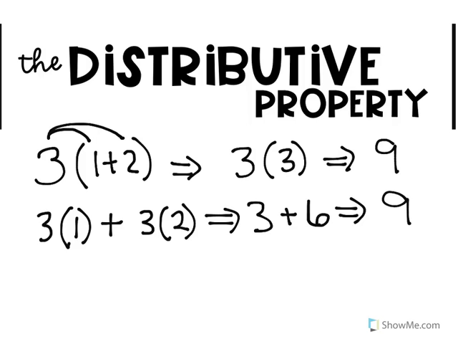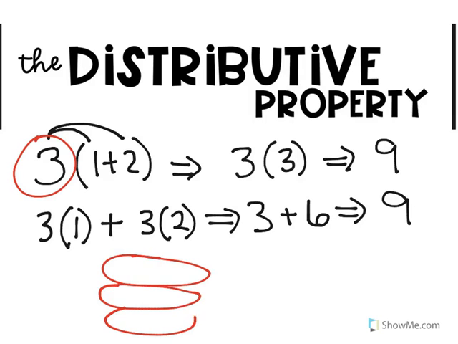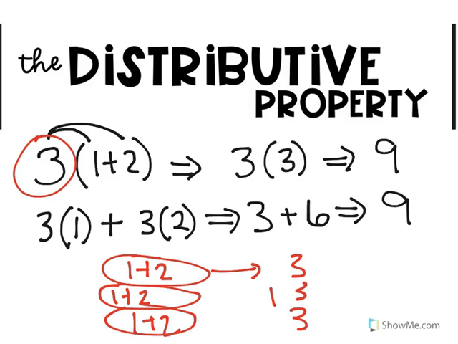And this is because when you are multiplying 3 times a group, it means the first number is how many groups. So this is saying there are 3 groups, and in each group is 1 plus 2. 1 plus 2, 1 plus 2. So then when you put that together, you have 3, 3, 3, and you add them all together and you get 9. That is the distributive property.